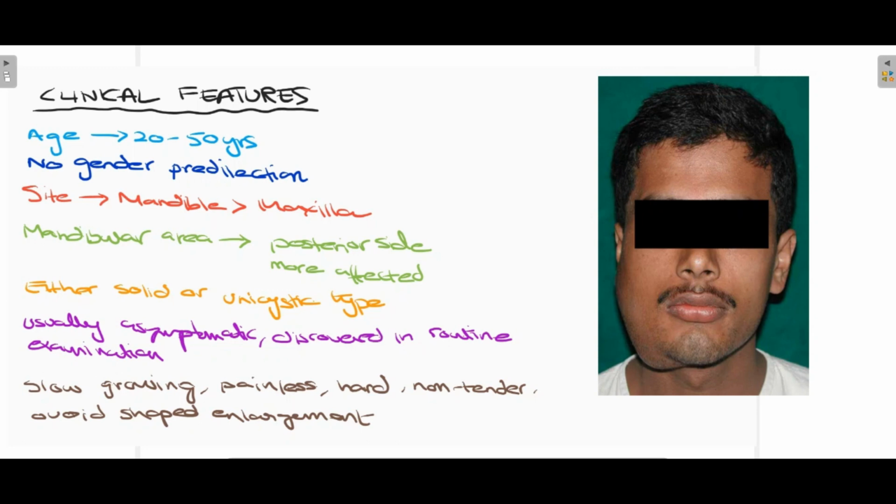Moreover, talking about the most common site, ameloblastoma is most commonly present in the mandible as compared to the maxilla, which you can also see in this clinical picture. Furthermore, in the mandible, it most commonly occurs in the posterior region, mainly the ramus and the third molar area. There, ameloblastoma is more common. Most commonly, ameloblastoma is either solid type or it is unicystic type.